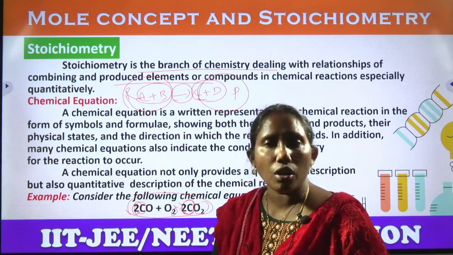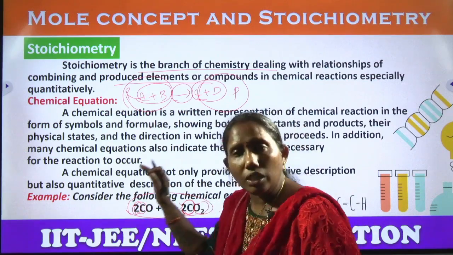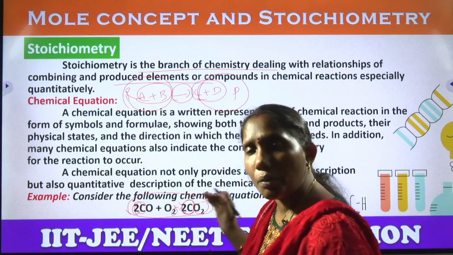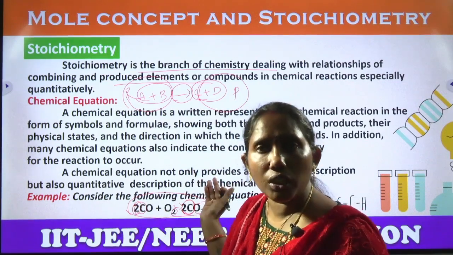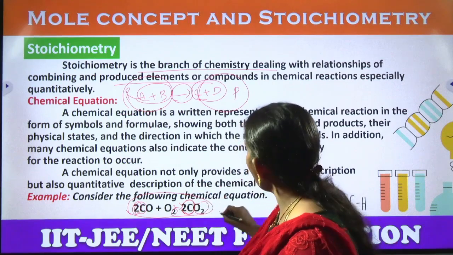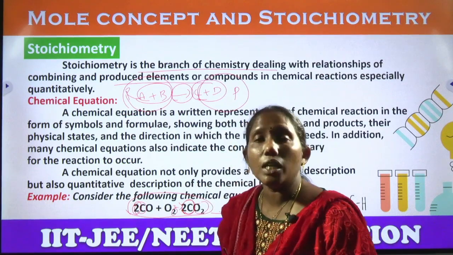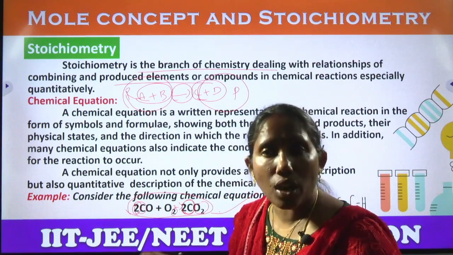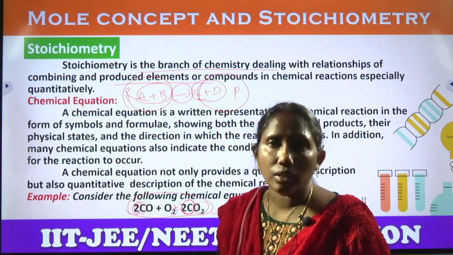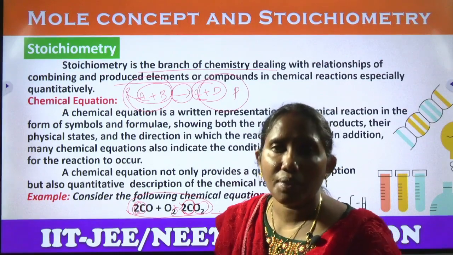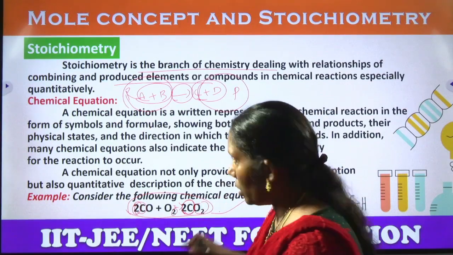Reactant side 2 carbons, so products side 2 carbons. Reactants side 4 oxygens, so products side 4 oxygens. So the number of atoms are equal in both reactants and product side. So we can say this reaction is a chemically balanced equation or a stoichiometric equation. If these are not equal, then that reaction is said to be a skeletal equation or unbalanced equation, right?